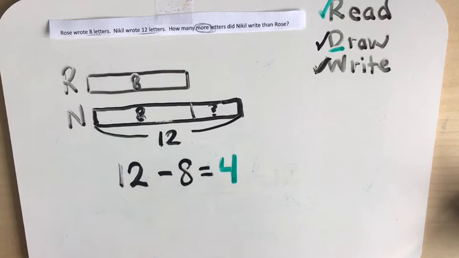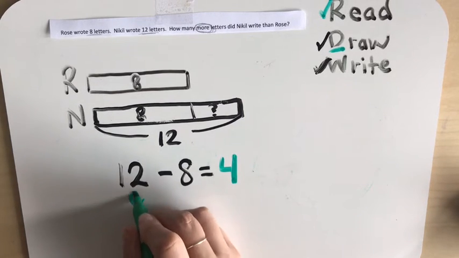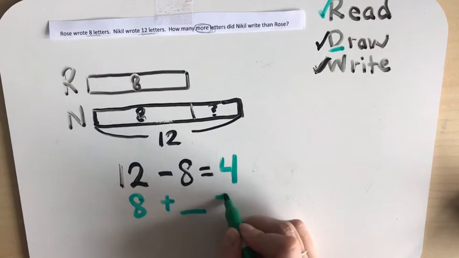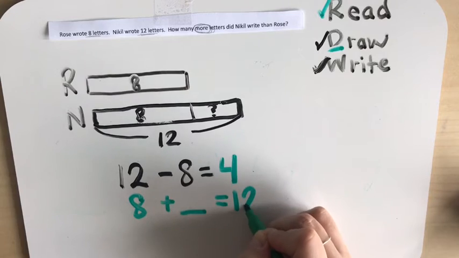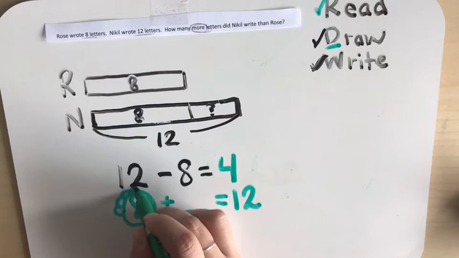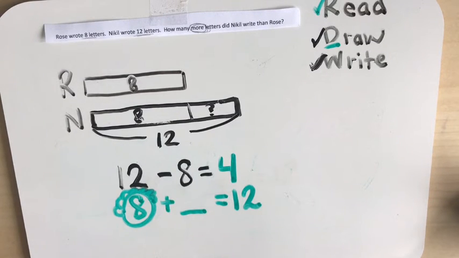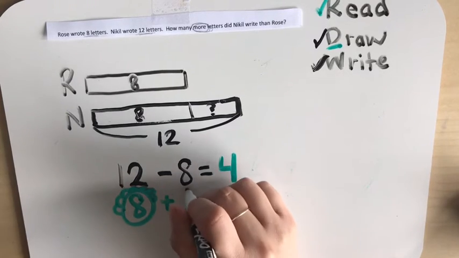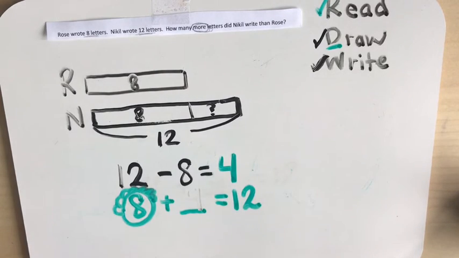We can also show an addition number sentence that's going to help us check our work. So we could write 8, which is the part that we know, plus the unknown equals 12. Let's put 8 in our head. Pretend this is your head, and let's count on to 12. Ready? 8 in your head. 9, 10, 11, 12. How many more did we count on? 4. Good job, boys and girls.